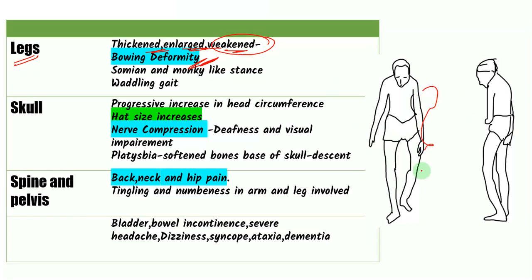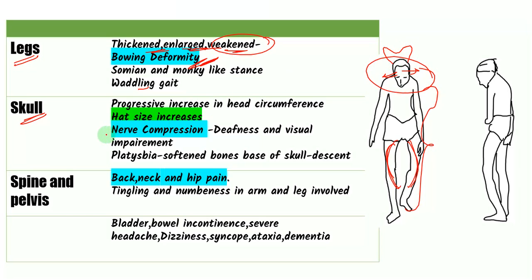So in this, the person appears to have a monkey-like stance, right? So this is the bowing deformity. Apart from that, there's a waddling gait. When involving the skull, you see a progressive increase in the circumference of the head. In the older times, a clinical sign would be an increase in the head size because of the increasing head circumference.